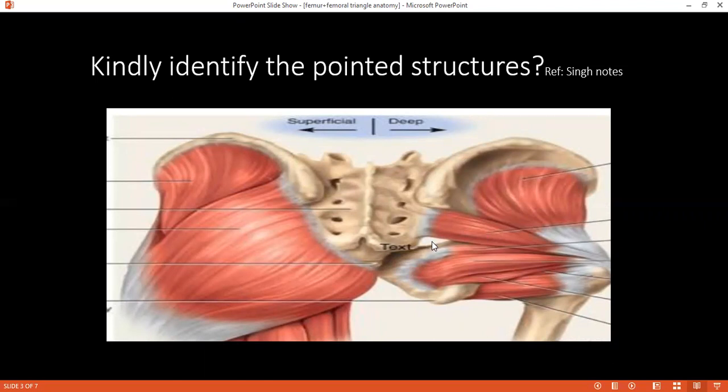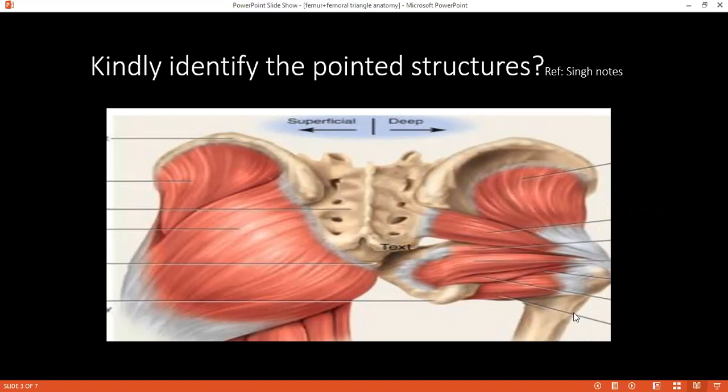What passes through this one? Is it the upper notch or the lower notch? Lower notch. What are the contents which pass through this notch, please? Infragluteal vessels and nerve, internal pudendal vessels and nerve, sciatic nerve, nerve to obturator internus, nerve to quadratus femoris, and posterior cutaneous nerve of the thigh.